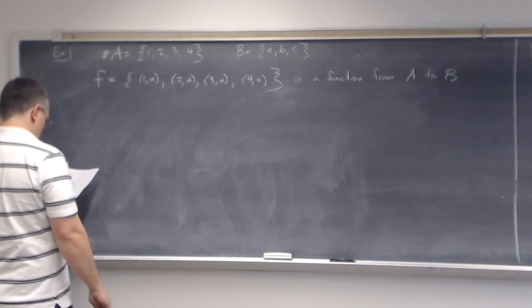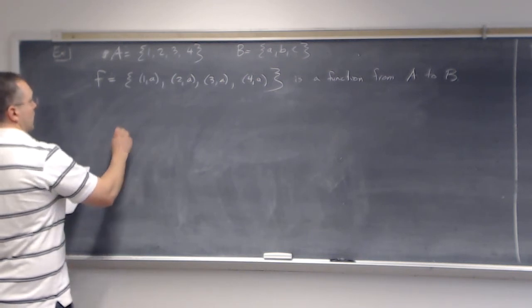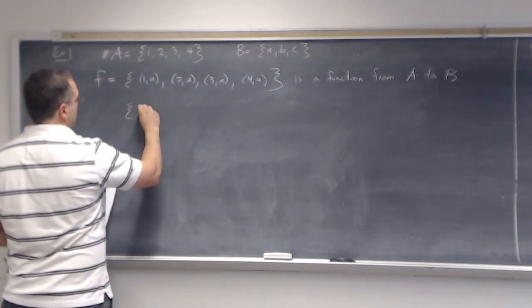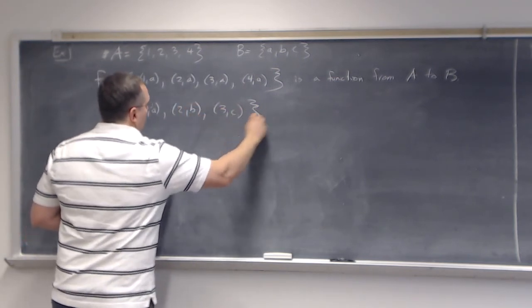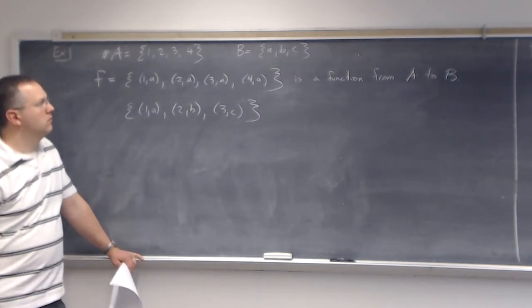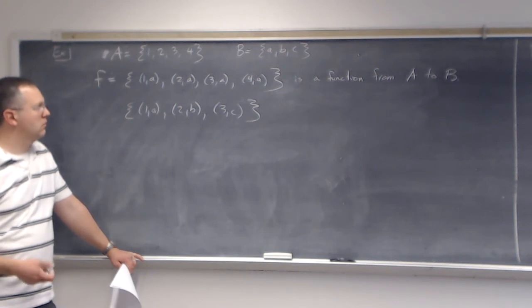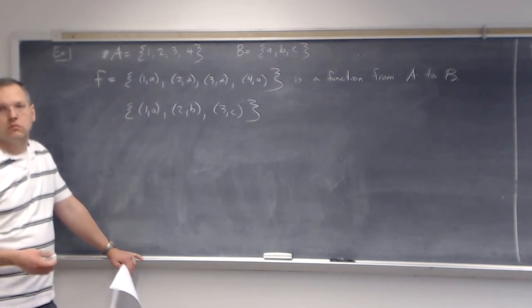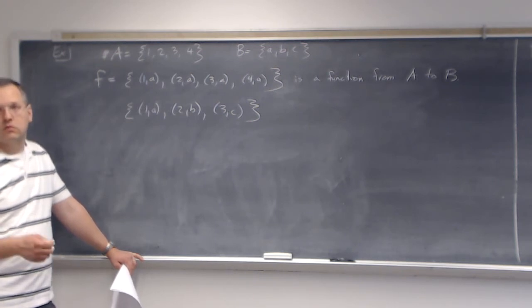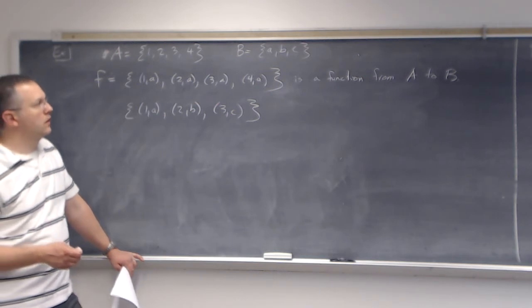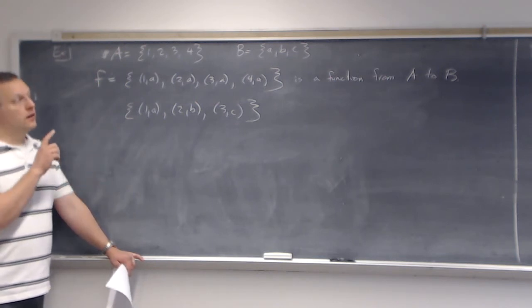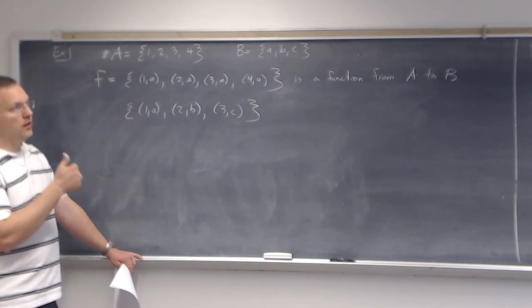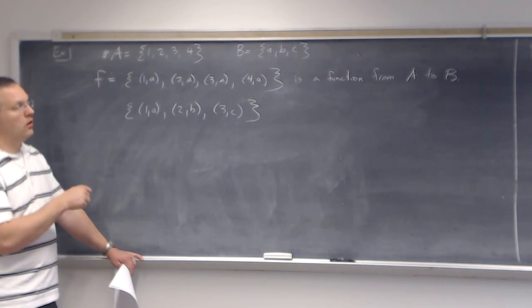What if, look at this set. Is this a function from A to B? Yes. So is this a subset of A cross B? It is a subset of A cross B. So it is a relation from A to B. Now, look at the second condition. For each element of A, I can find exactly one ordered pair where the first coordinate is that element. Is that true?